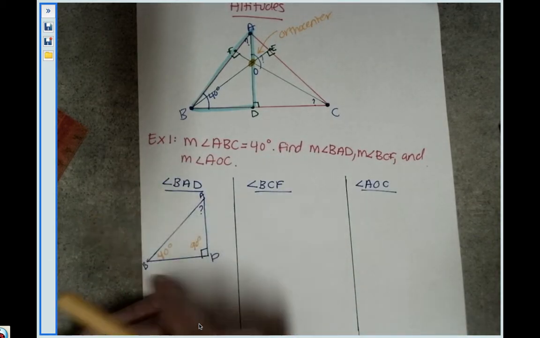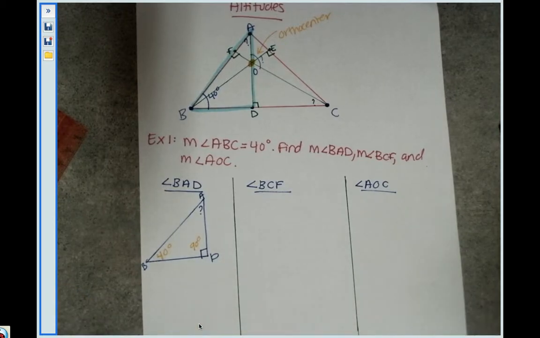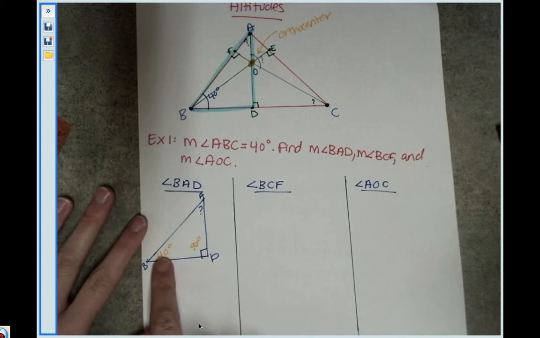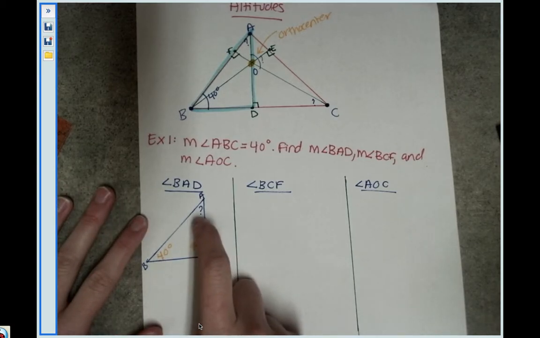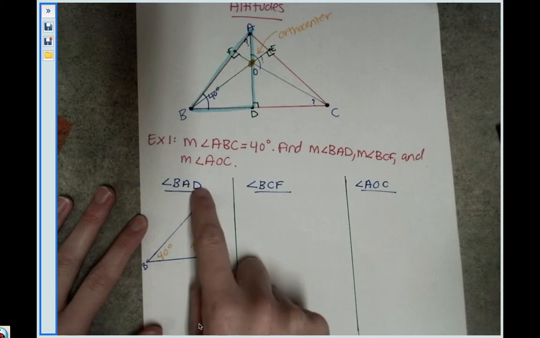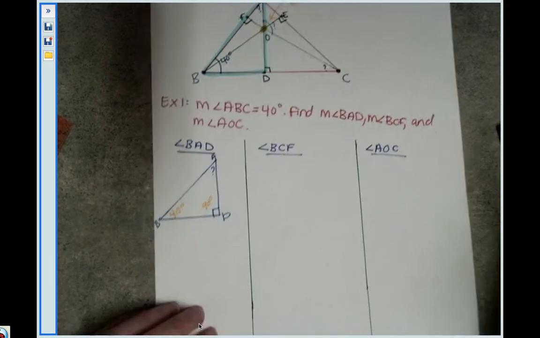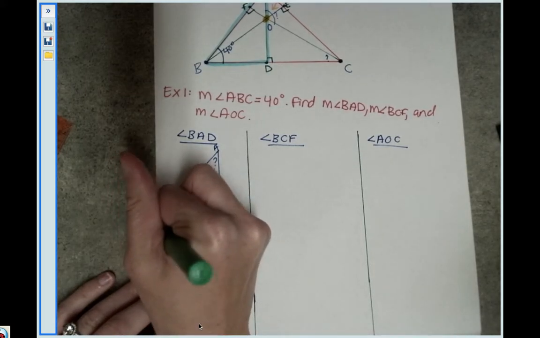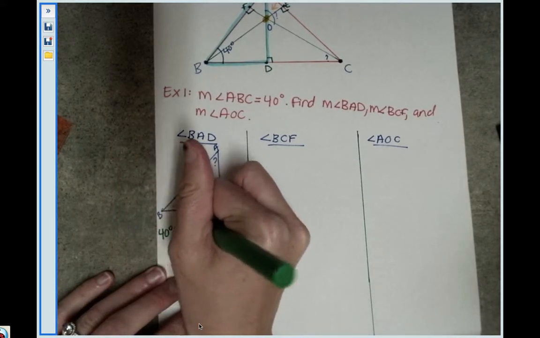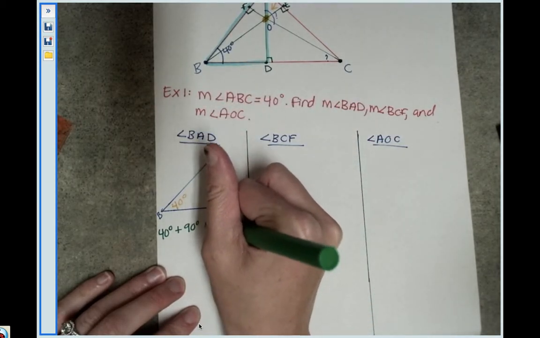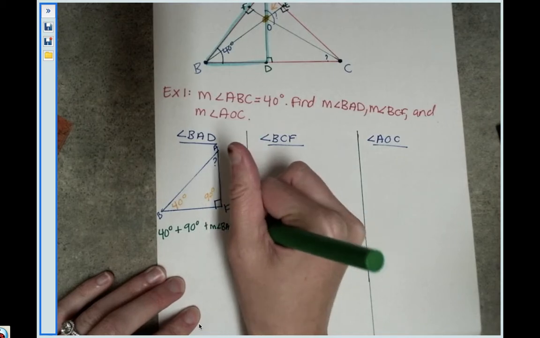Now, what do all the angles in a triangle add up to equal? You guys got it. You're too cool for school. So all the angles in a triangle add up to be 180. So this angle plus this angle plus that angle, because it's a bad angle, will all add up to be 180. So I'm going to set up this problem. So I know that 40 degrees plus 90 degrees plus angle BAD, so the measure of angle BAD, will all add up to be 180.